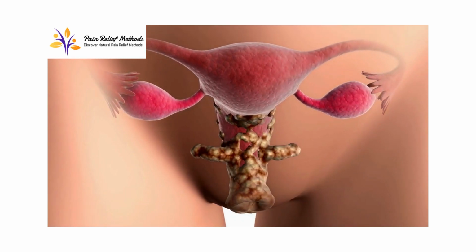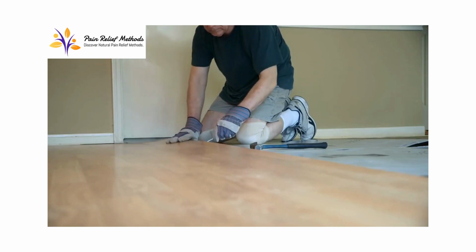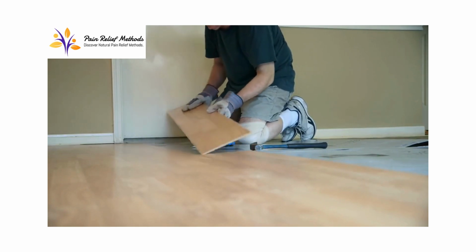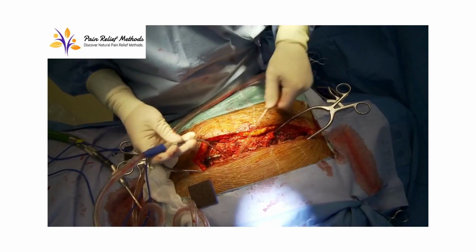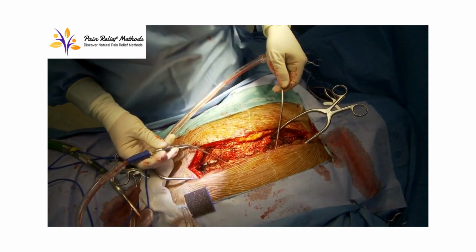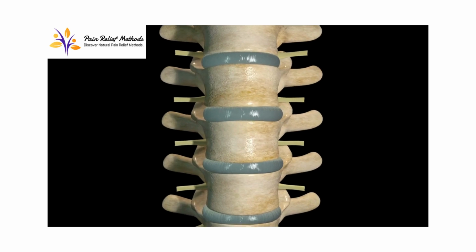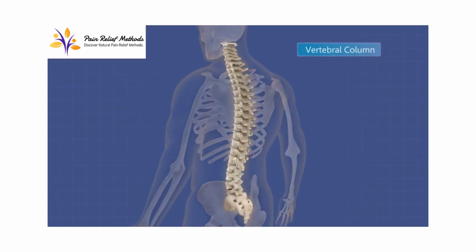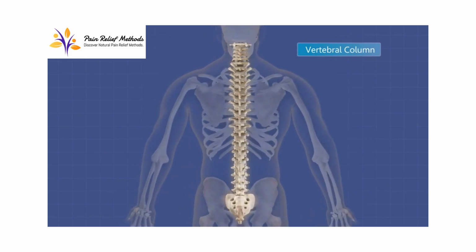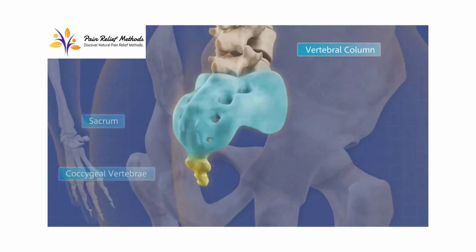Laminectomy involves removing part or all of the lamina, the bony covering of the spinal cord, to give more room to the spinal nerves. It may be performed alongside a discectomy. Spinal fusion is used in cases where disc removal weakens the spine. This surgery fuses two or more vertebrae together, either with a bone graft or metal hardware, to stabilize the spine.